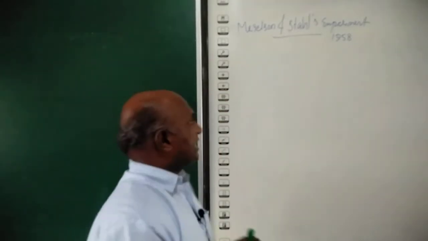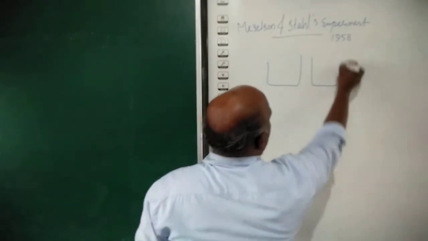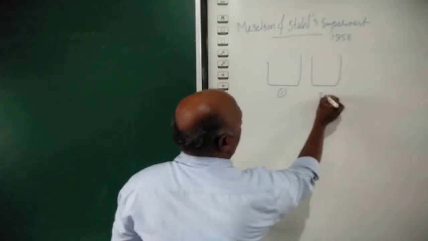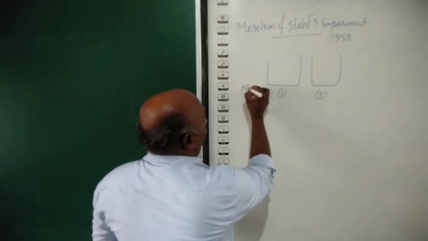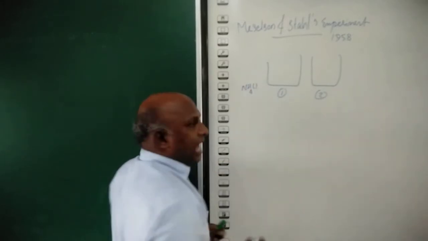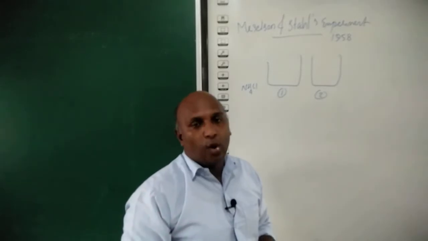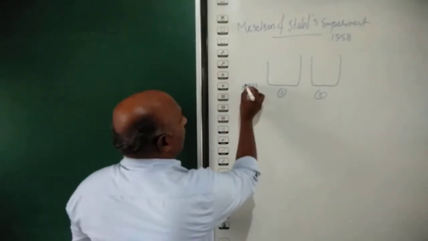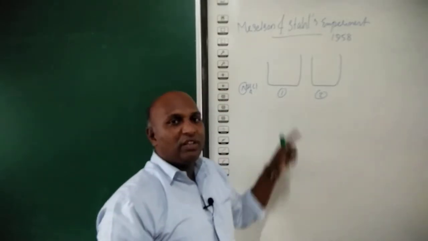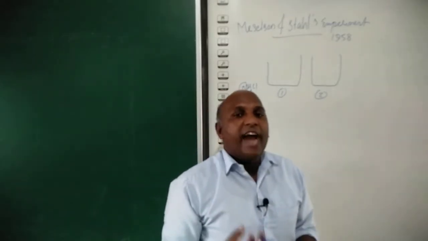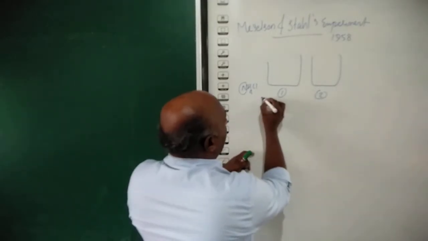In order to conduct their experiment, they first of all prepared two media like this, and gave them the names number 1 and number 2. Inside the medium they put NH4Cl, which we know is ammonium chloride. In ammonium chloride we can see the presence of nitrogen. In the first medium they introduced the heavy isotope of nitrogen.